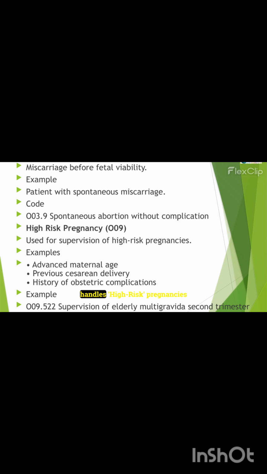This chapter also handles high-risk pregnancies under category O09. This is for patients who need closer supervision due to factors like advanced maternal age, over 35, a history of C-sections, or previous obstetric issues. An example would be O09.522 for an elderly multigravida in her second trimester.